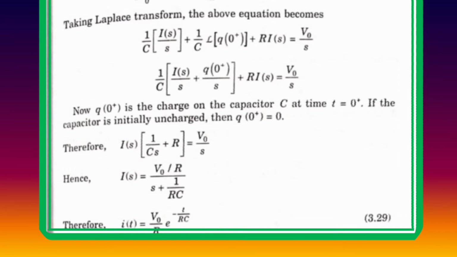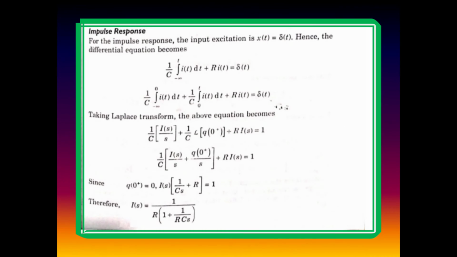Next we have to apply the impulse signal. For the impulse response, instead of V naught into u of t, we give delta t. When you take the Laplace transform of delta t, you get 1. So the other things are the same except that instead of u of t we have 1 here.